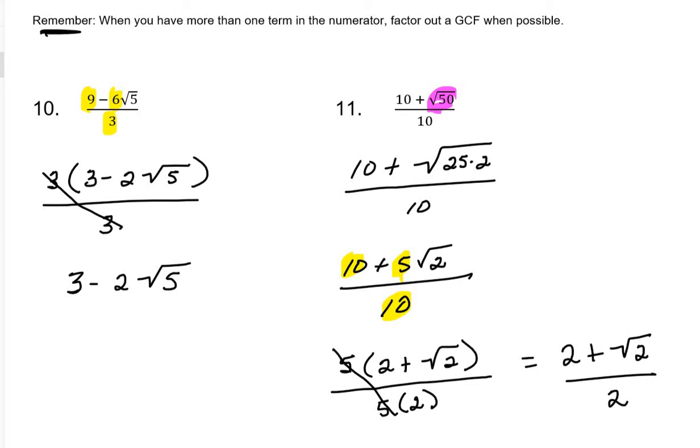Now, a common mistake is that students will want to try to cancel out those 2s, or back up here on this step, cancel out those 10s, and you can't do that. Remember that you can only cancel out things that are being multiplied. You cannot cancel out things that are being added or subtracted.